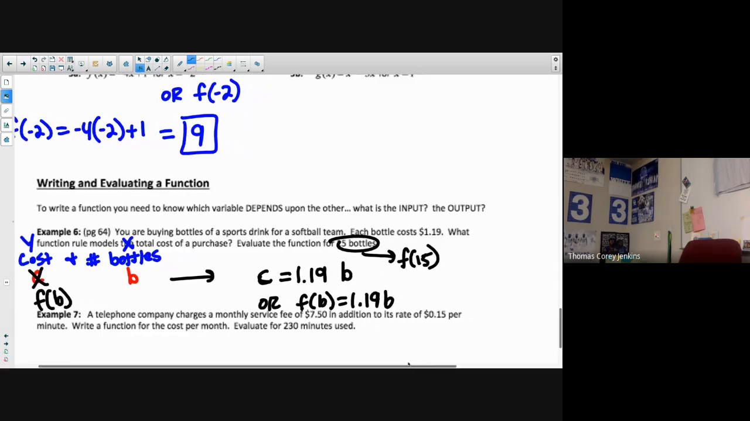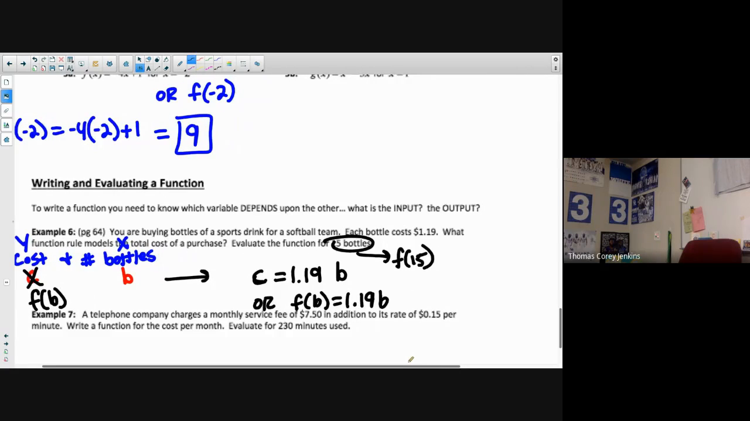And then the easy part is the last part, find f of 15. That would just be 1.19 times 15. Just punch that in real quick. You get 17.85. So the final answer would be $17.85.